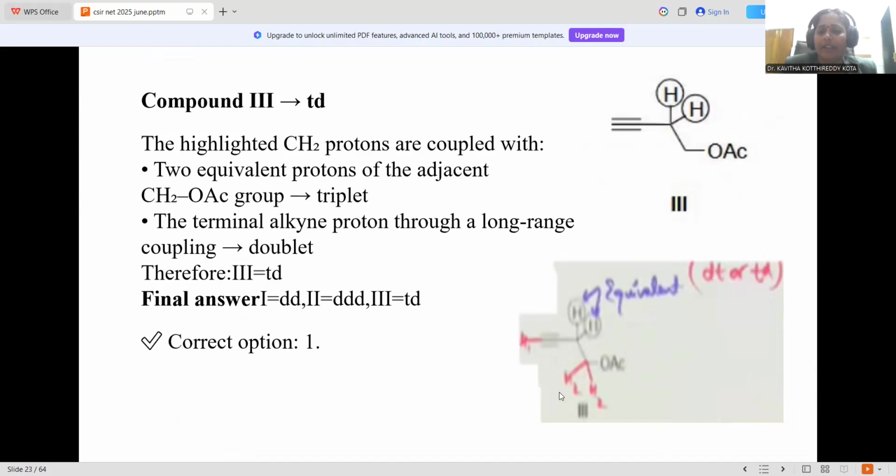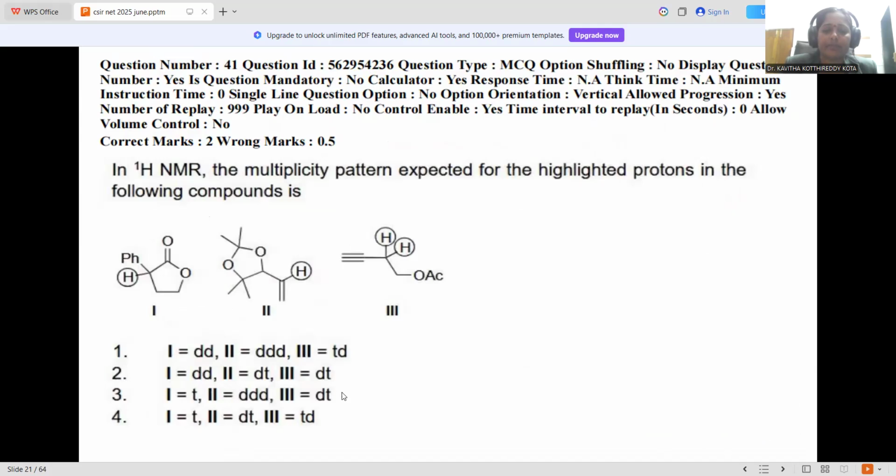Compound number 3, we have these two hydrogens exactly similar, so it is indicated as a triplet. And this hydrogen, the terminal one, has a doublet provision. So here triplet and doublet is indicated for this compound. That is given in option number 1.